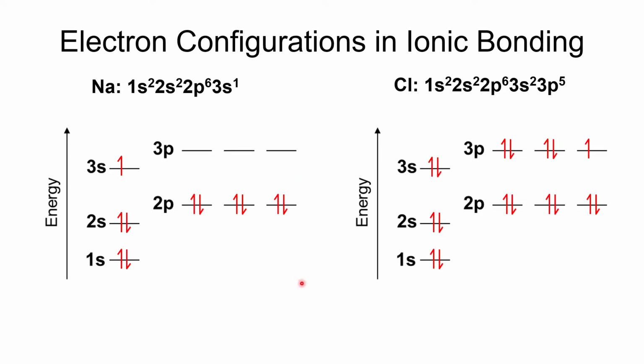Now what happens is sodium is going to lose the electron that's in the 3s subshell, and chlorine is going to gain that electron in the 3p subshell. So that electron is going to get transferred from the sodium over to the chlorine. Here it goes, over the animated graphic. And now the electron configuration for the sodium ion is 1s2, 2s2, 2p6.